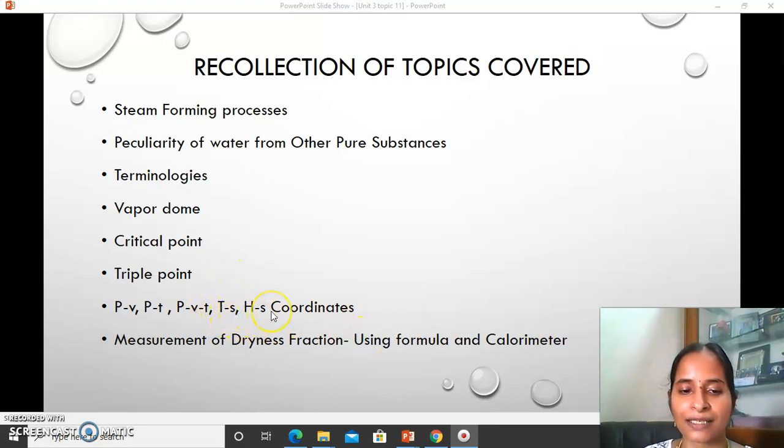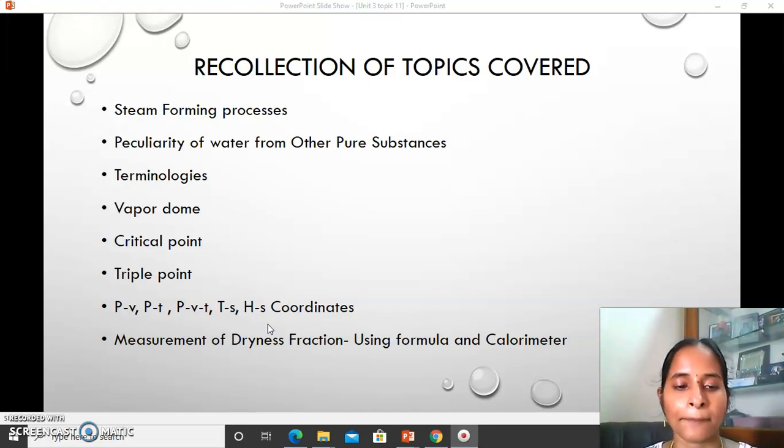And after completion of the PV, PT and PVT diagrams, we came to two more important plots, the TS and HS coordinates, which tell exactly what is the heat transferred during these processes. The HS diagram tells the enthalpy content with respect to entropy, and these charts and plots have also shown many constant property lines in them, which were used to find out the other properties if two independent properties are known to us.